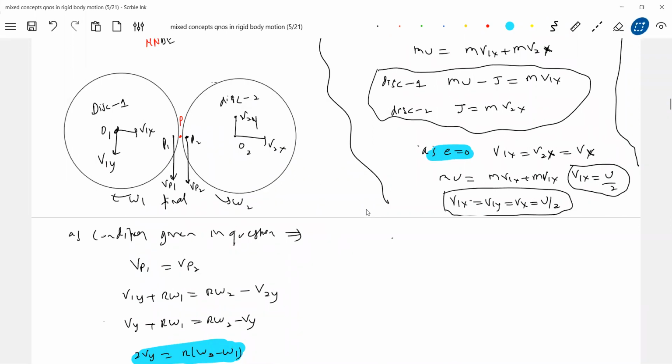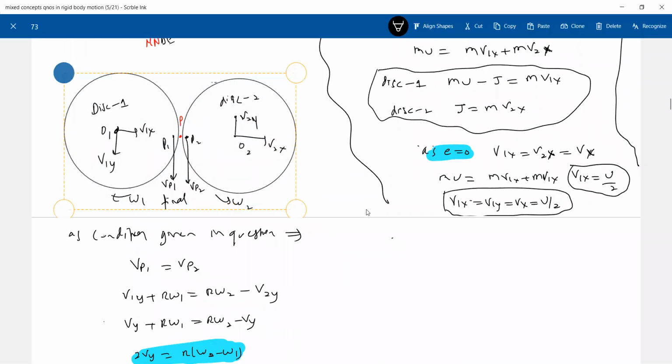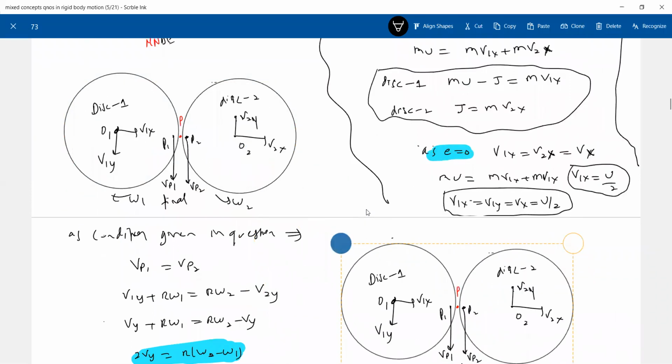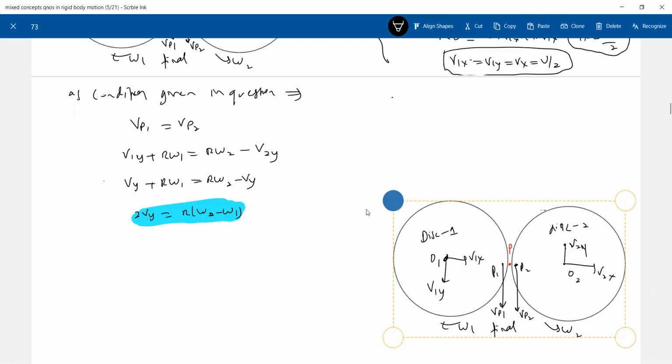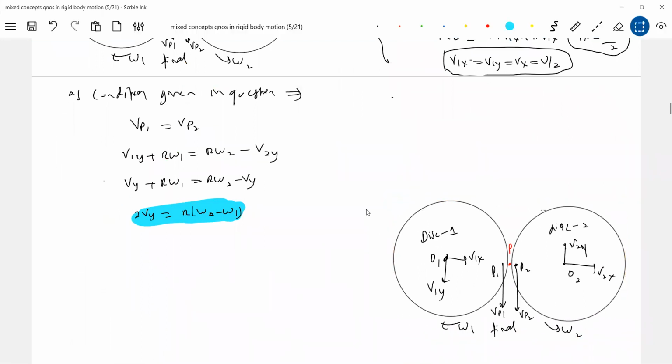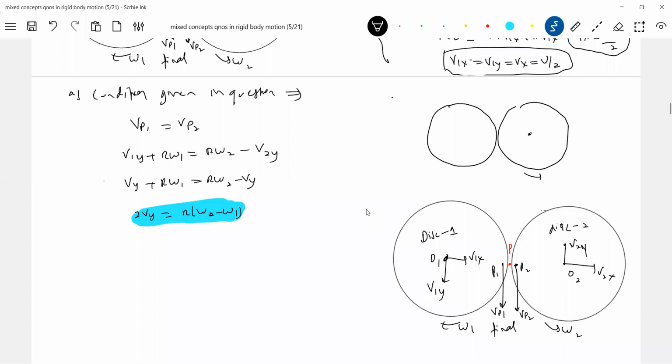Okay, then I'll do one thing. I can paste diagrams, no? Now I'm bringing in the conservation of angular momentum. So initially, just before this, these two, this is this one. Now look at this, and this is that point P.